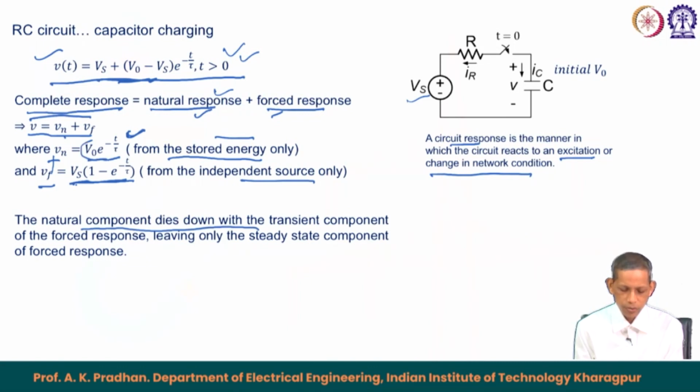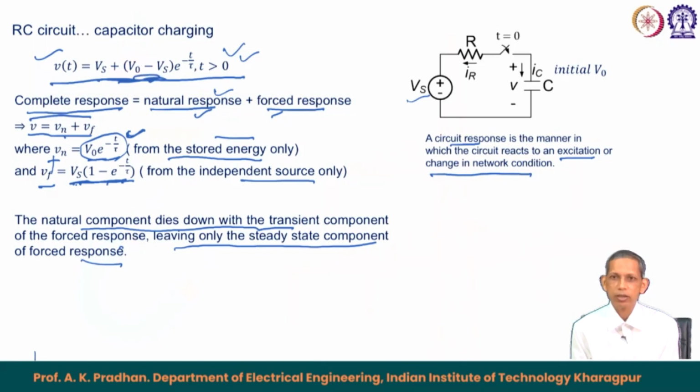This component dies down with the transient component of the forced response, leaving only the steady state component of the forced response, that is V s times 1 minus e to the power minus t by tau. The e to the power minus t by tau will die down, leaving the steady state component, the V s part. So we see that the V s part will remain and the other part will vanish. The transient part will vanish, and only the V s part will remain in the circuit.